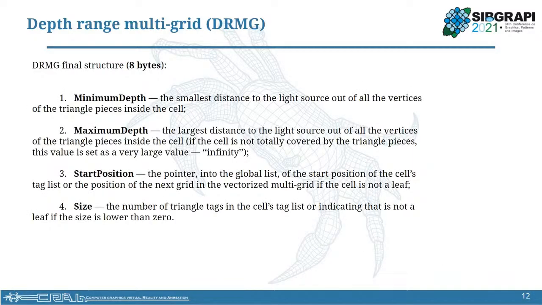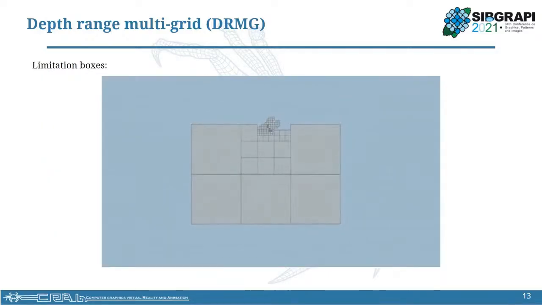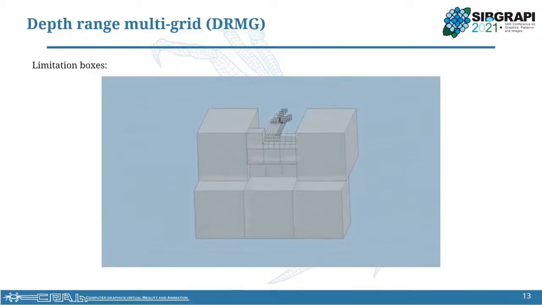The DRMG final structure is composed of cells of h bytes. Each cell has a minimum and maximum depth, the starting position of the next structure, and the size of the leaf list. A size lower than 0 indicates that the next structure is a multigrid. Here is a visualization of the DRMG limitation boxes.